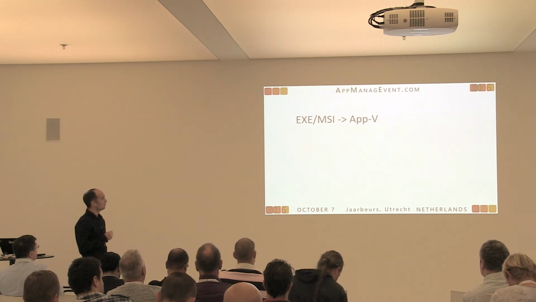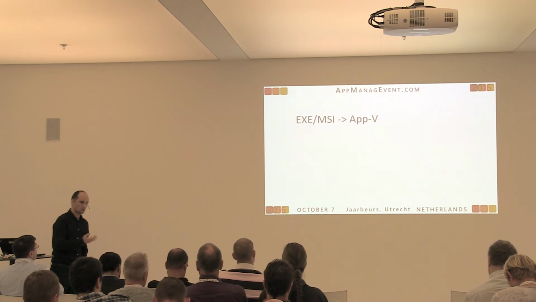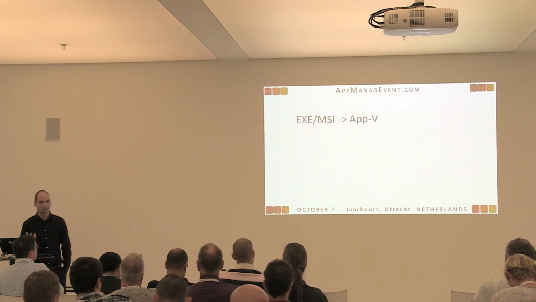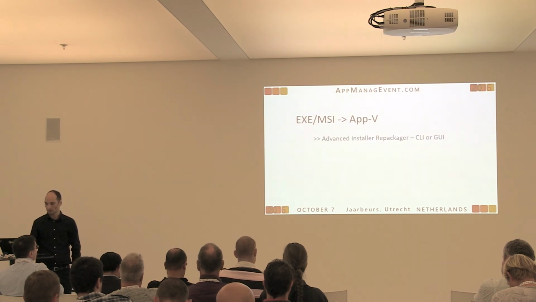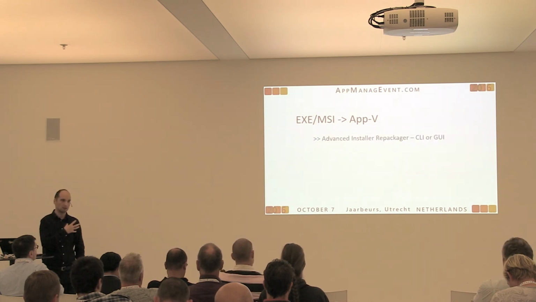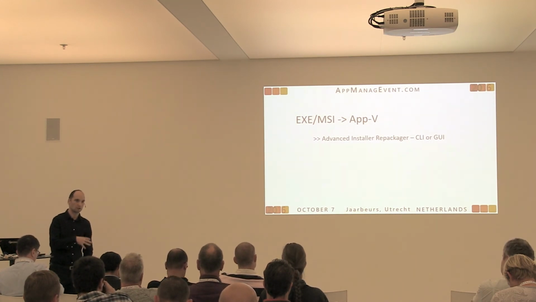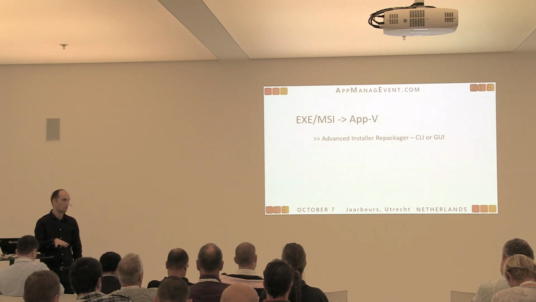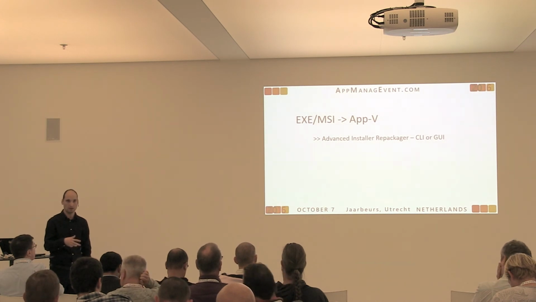As I've shown you before, when we started in the beginning of the presentation, you can start from any EXE or MSI to generate an App-V package, either with a sequencer or with Advanced Installer. For that, we have the repackager, which is practically our version of the sequencer. That's why we do not depend on the Microsoft tools in any operation that you do with Advanced Installer. This one also has a command line version to automate when you want to convert multiple packages.